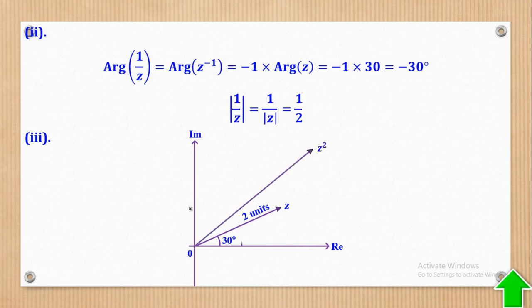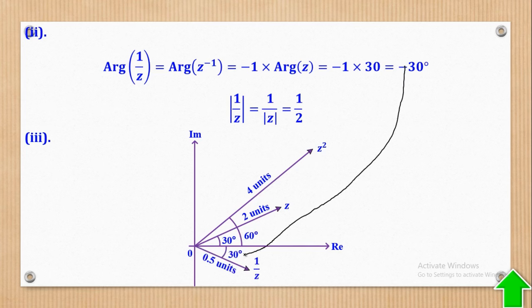So that is z. What about z squared? Z squared will be that, the argument was positive, so it will be that, and the modulus was 4. The next is 1 over z. So 1 over z, the argument was negative 30, that's why it is in a clockwise direction, and the modulus was a half, which is there.